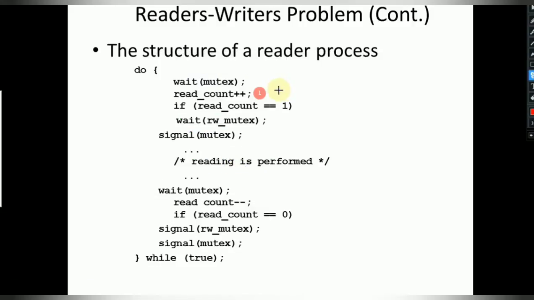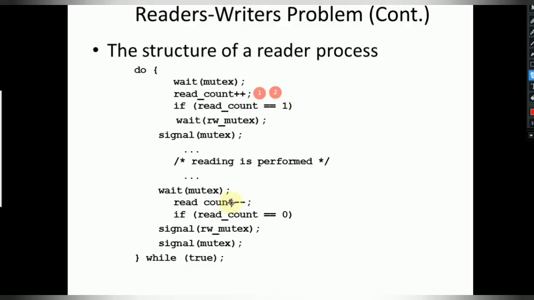Now if there is another process, say process P2, that tries to enter, again process P2 also runs the wait mutex. It increments the counter to 2. Again it signals for any other process to enter, and it can perform the reading. You can notice here that process P2 is not executing the if read count is equal to 1.